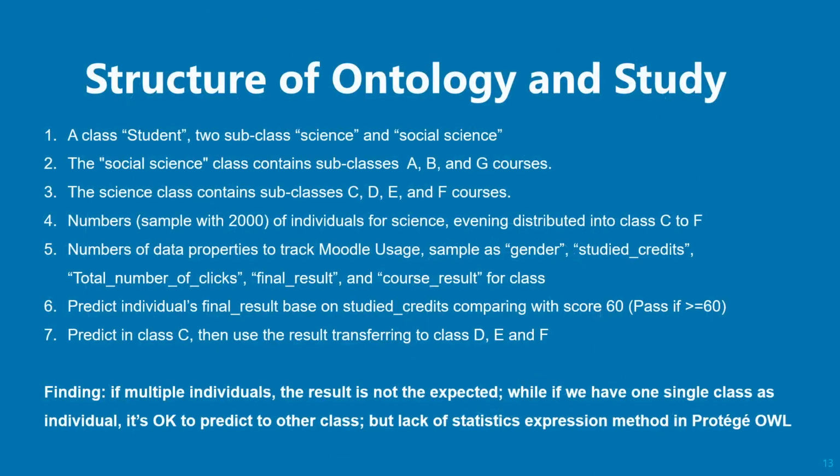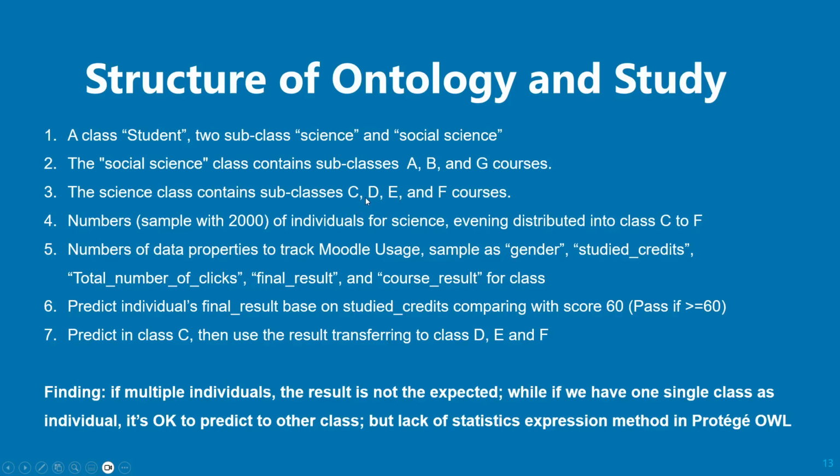So for this structure of the ontology, first is the class called students. They have two subclasses. One is the course called science, another is a course called social science. It's the MOOC in my understanding. The question raiser is trying to track the Moodle usage, but the idea is there are some structures within the science. There are also subclasses with different courses.